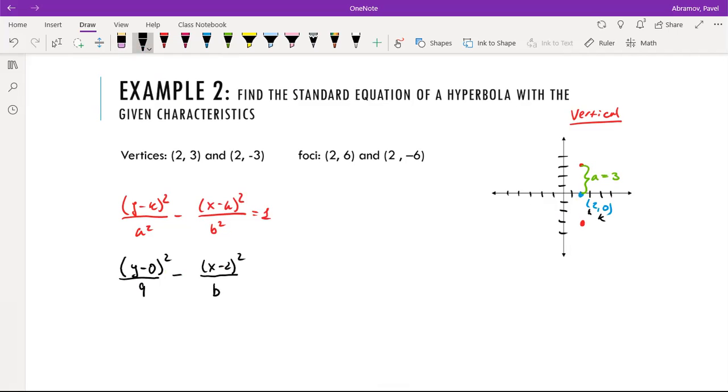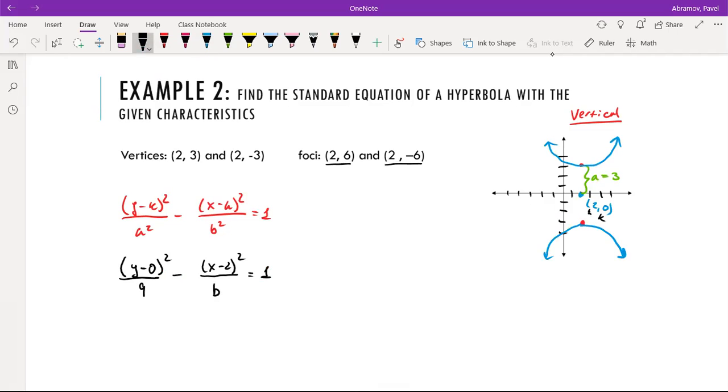What we do not know is b. So b, we cannot figure out that easily yet. But we know a few other pieces that will help us to do that. So first of all, I'm going to sketch the graph. It's not necessarily correct because I don't really know how wide this hyperbola is supposed to be, but what it helps me to do is to realize where the foci are going to be.